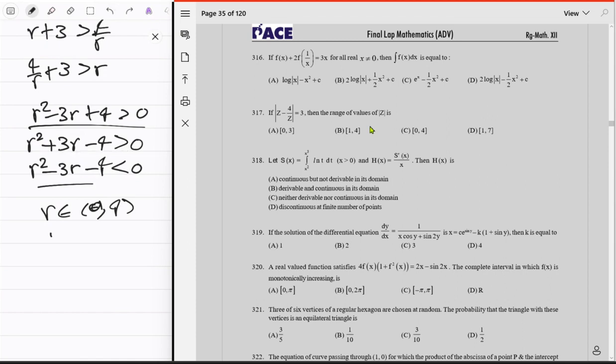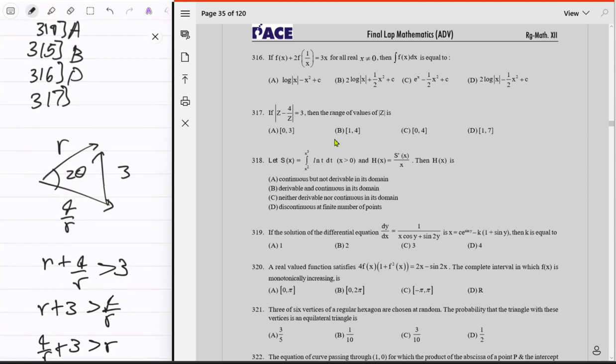You can write 4 as r plus 4 times r minus 1, bigger than 0. r plus 4 is already positive, so r minus 1 is bigger than 0, so r has to be bigger than 1. So r belongs to 1 to 4. So the range of values of z is just 1 to 4, and it should be inclusive because it can also be equal. So just 1 to 4, which is B.